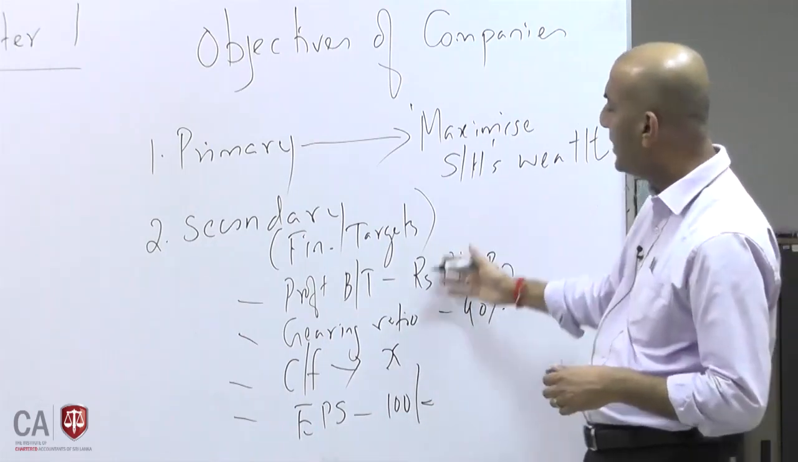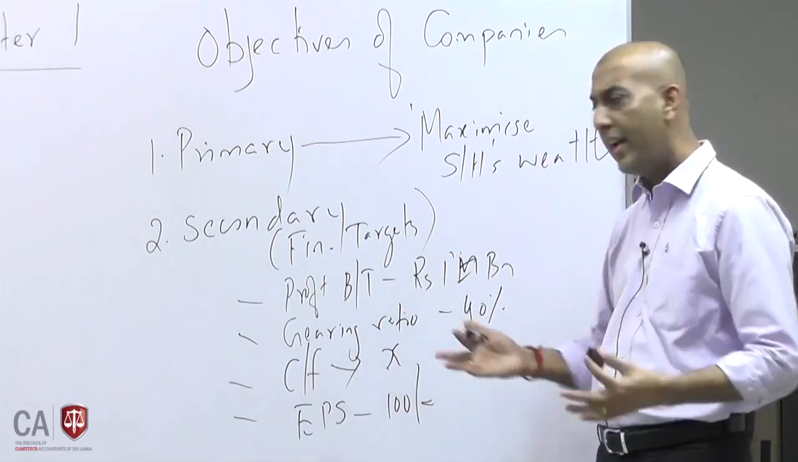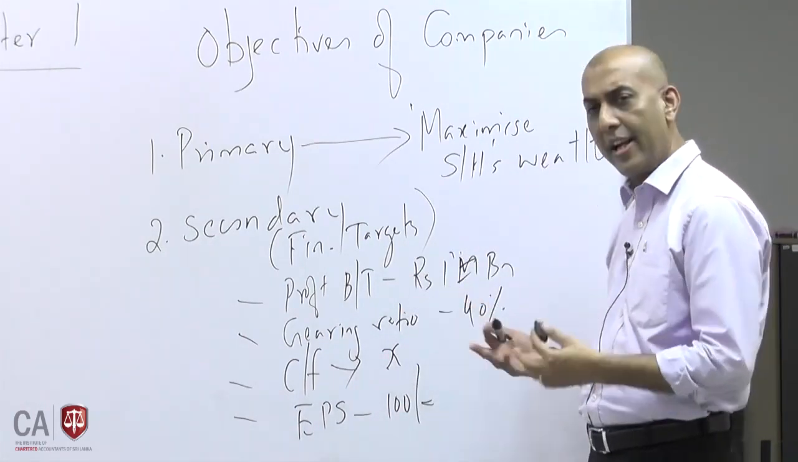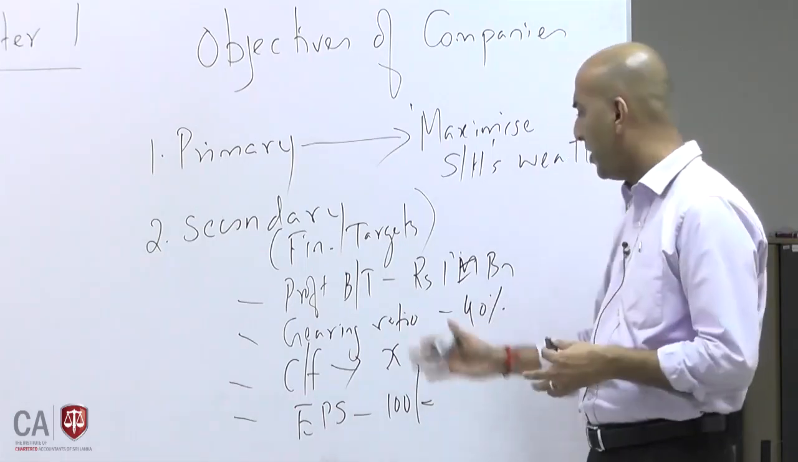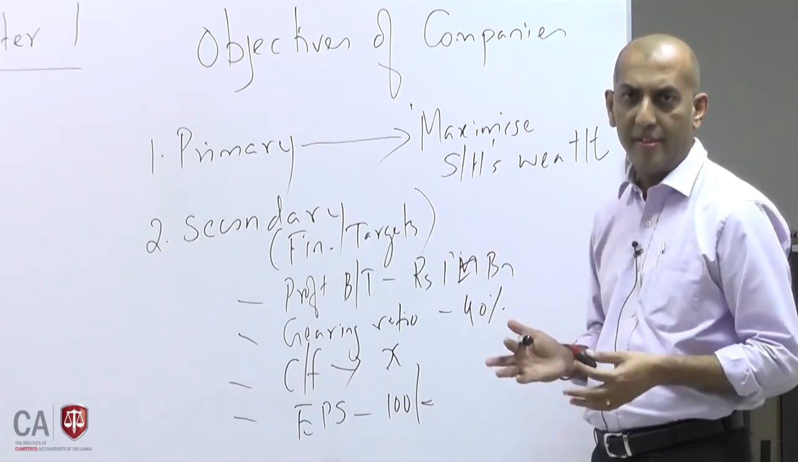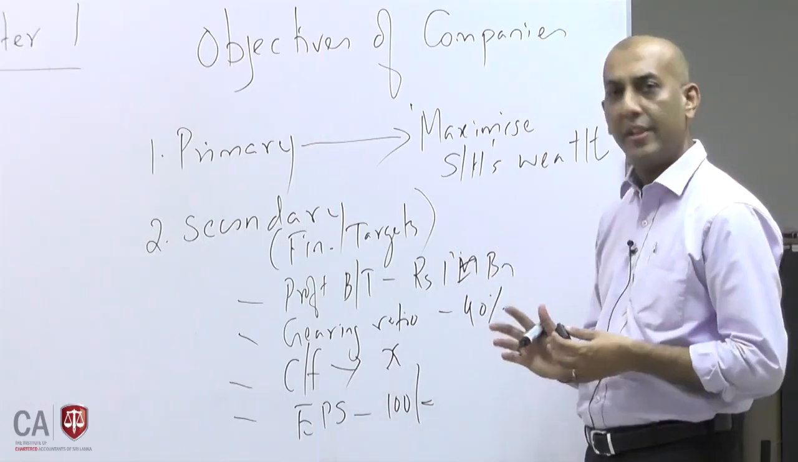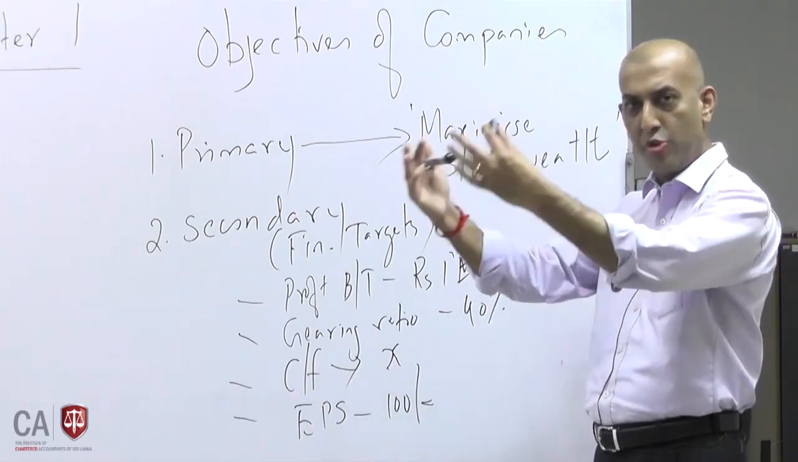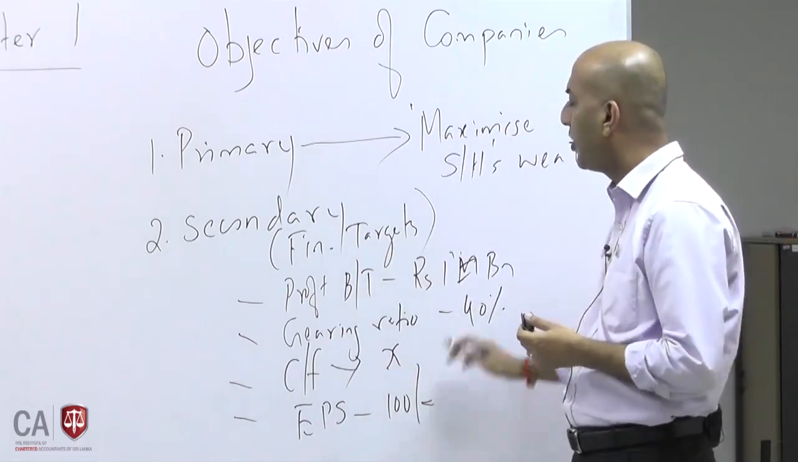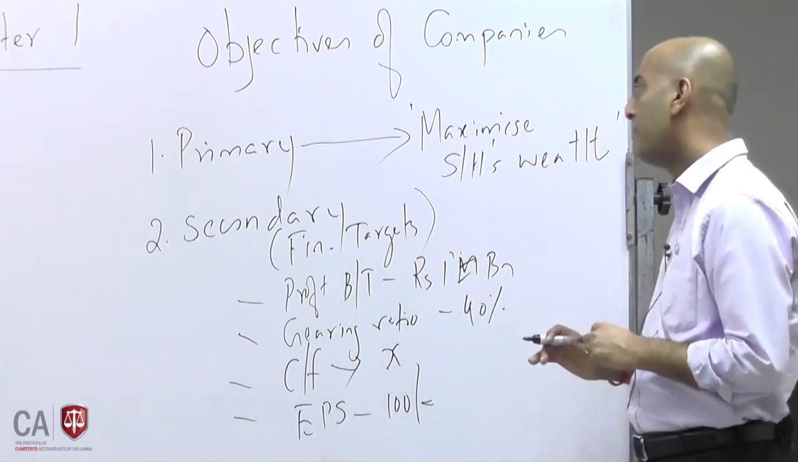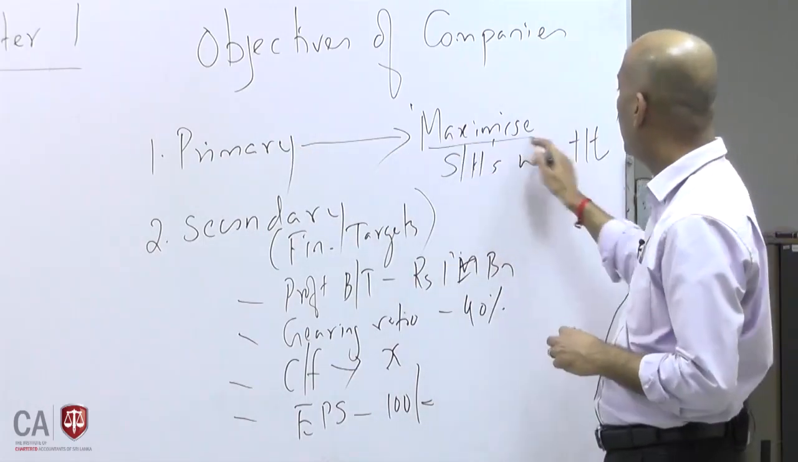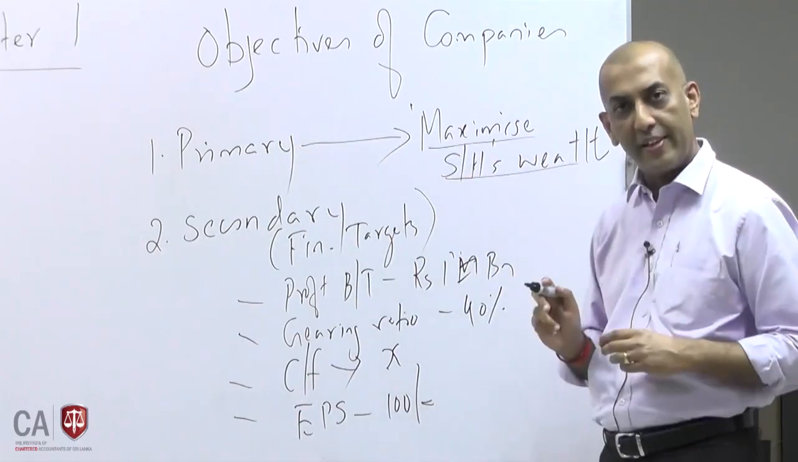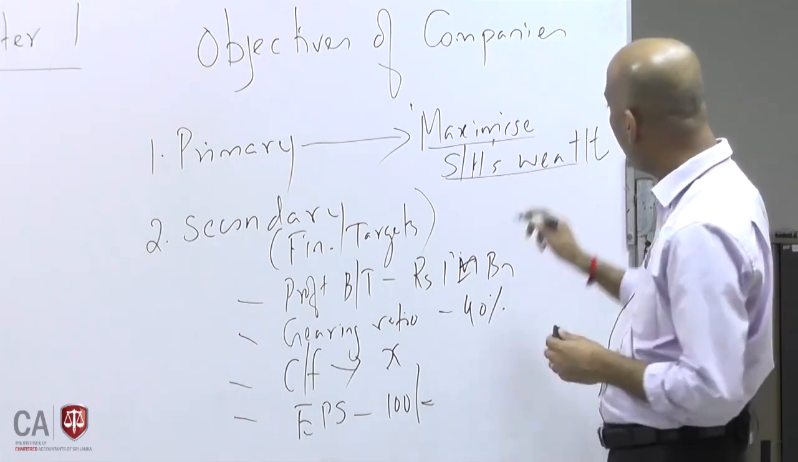So these are some of the examples. It could be profit related, earnings or gearing related, or cash flow related. It can be any of these. You have a specified value that you would like to achieve for a year and in the future. So these are financial objectives or financial targets most of the time. But primarily the organization exists to maximize shareholder wealth, so all companies would be working for this.